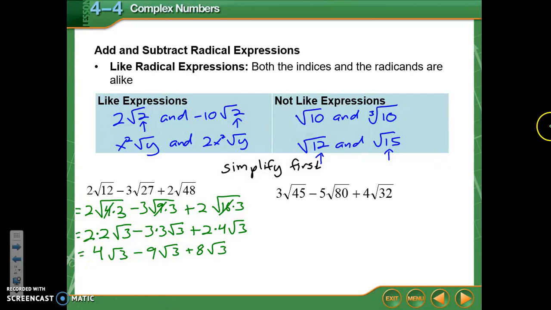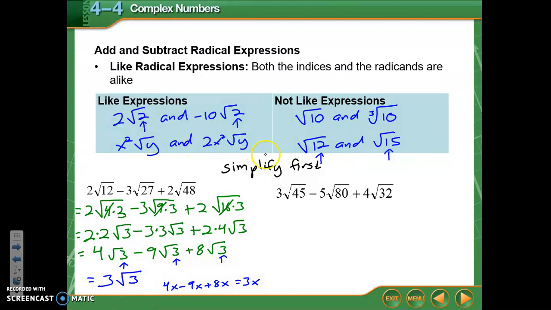And now I look and see, okay, are these like radicals or not? They're all square roots, and they all have the same number under the radical. So I can add these just like I would add 4x minus 9x plus 8x. I just add the coefficients. 4 minus 9 is negative 5. Negative 5 plus 8 is positive 3. So my coefficient is 3. And so I have 3 times the square root of 3. The radical stays the same. Just like if I were to do 4x minus 9x plus 8x, I would end up with 3x. It's the exact same process.